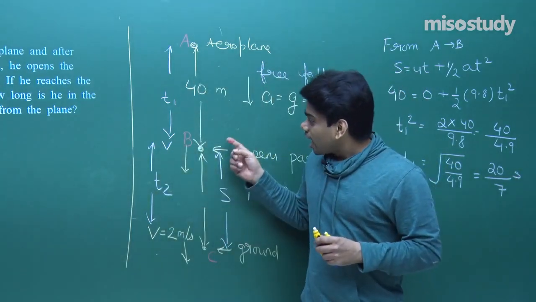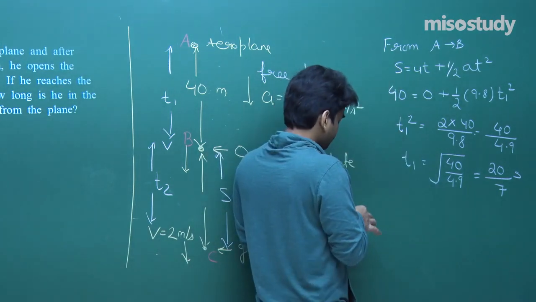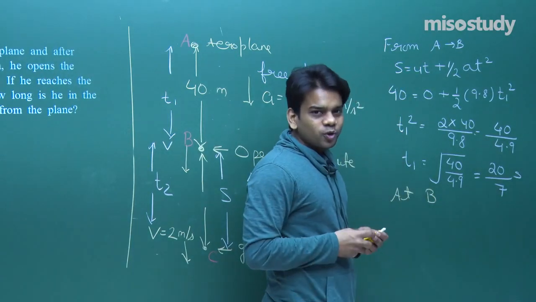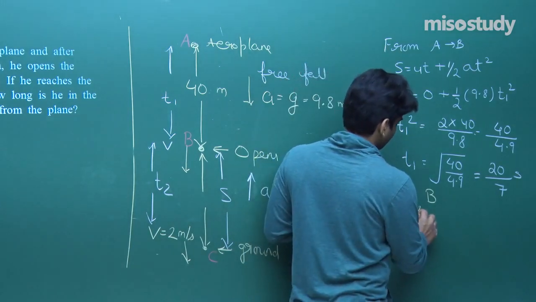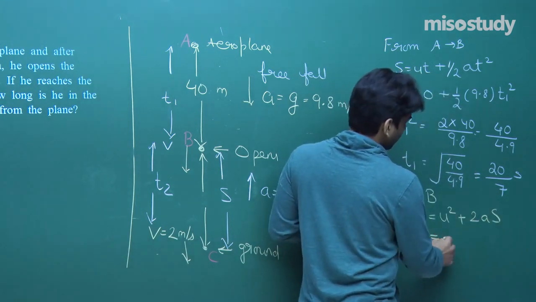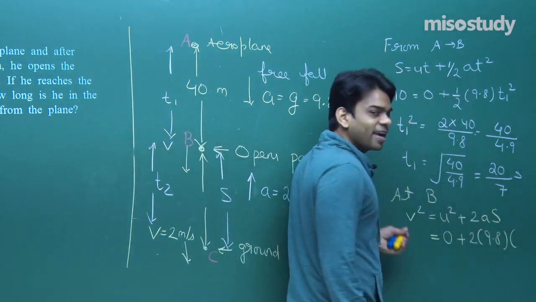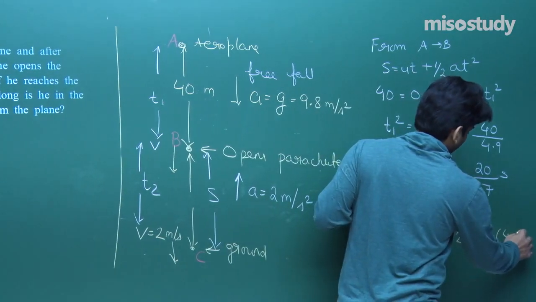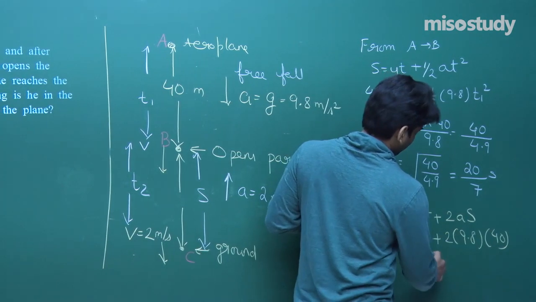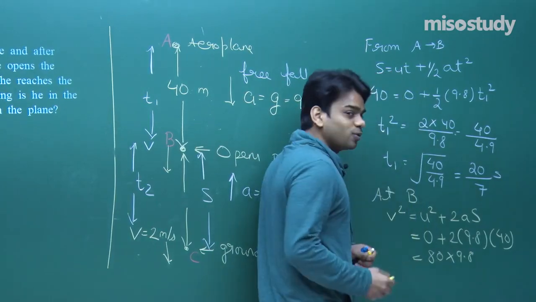Next part, you see, how to find out the velocity at this point B. So the velocity at point B that we have marked as V. So at B, if we use V square is equal to U square plus 2AS, we can use U as 0, a as 9.8, and S is 40. So we will get V square as 2 into 9.8 into 40, that will come out to be 80 into 9.8. And then again we have to take its under root.